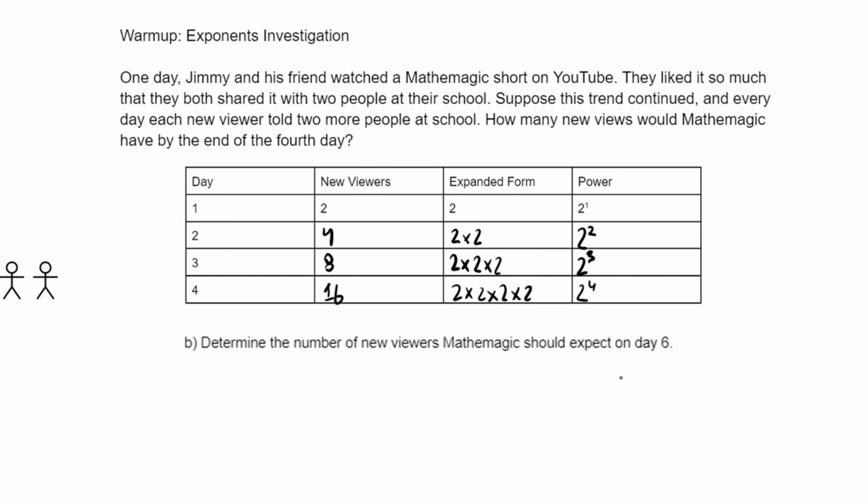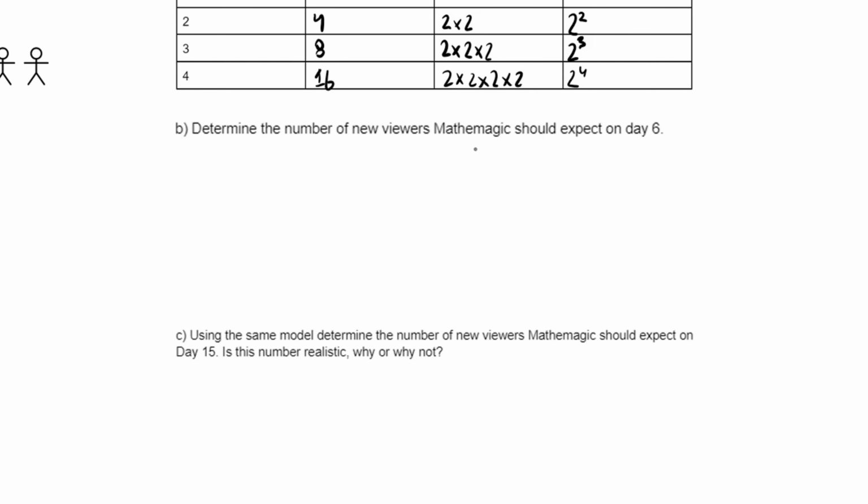Now, since we have seen the pattern here where it doubles every day, it says determine the number of new viewers Mathemagic should expect on day 6. So here, we could simply write 2 times 2 times 2 times 2 times 2 times 2. Already very boring, very redundant. Or we can simply write 2 to the power of 6 and just put this in our calculators. Or you could calculate in your head. So here we have 2 times 2, 4 times 2, 8 times 2, 16 times 2, 32 times 2, 64. 64 new viewers.